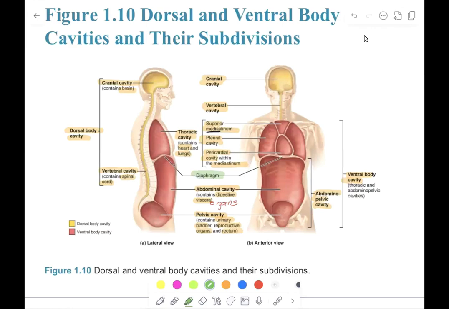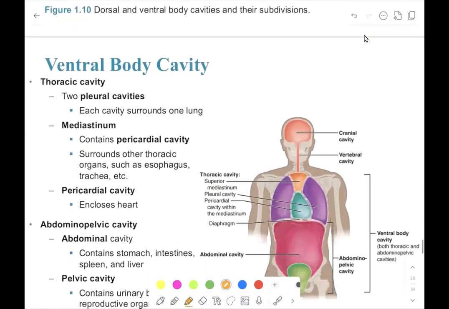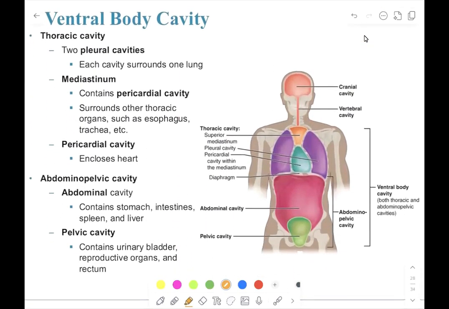So again, the ventral cavity is going to contain the thoracic and abdominal pelvic cavities, but we can further subdivide those. To look at it a little differently, we can use this image, which is an additional one that's not in your book. So the thoracic cavity, we can subdivide it into the two pleural cavities, and each cavity surrounds one lung. Between the pleural cavities is the mediastinum. There's a superior mediastinum and an inferior mediastinum.